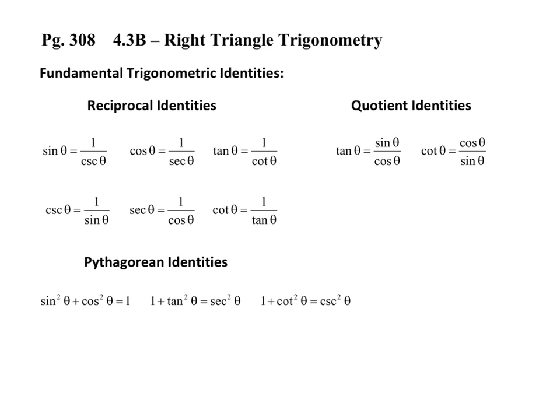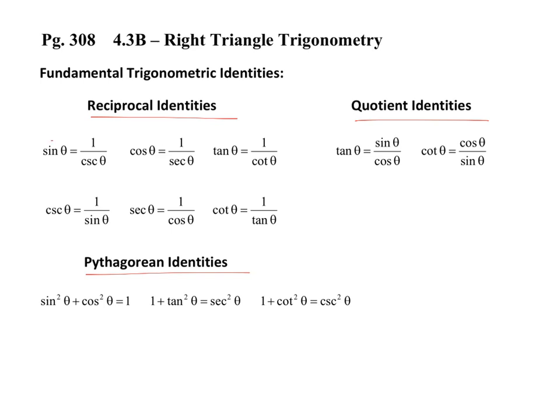All right, starting off lesson 4.3b, right triangle trigonometry. Okay, there's a lot of properties you have to memorize here. These are known as your identities. All right, we have reciprocal identities, quotient identities, Pythagorean identities.